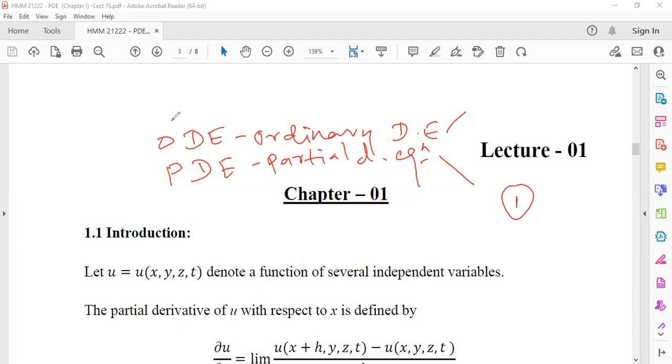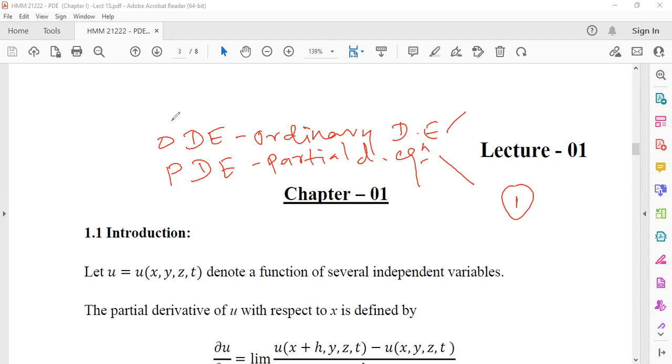I'm waiting for your answers. Nobody answering. What's happening? From the elementary differential equation knowledge, what do you think? What is the simple difference between the ODE and PDE?